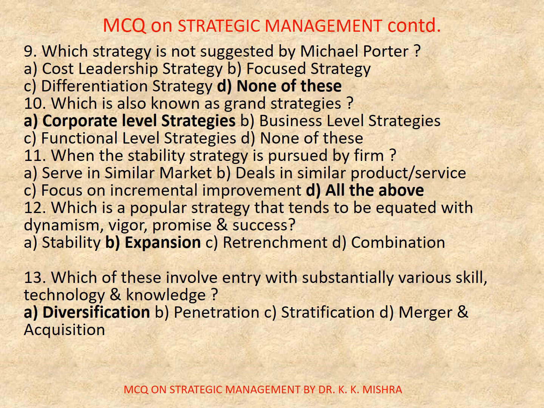11. When the stability strategy is pursued by firms, A. Serve in similar market. B. Deals in similar product or service. C. Focus on incremental improvement. D. All of the above. Correct option is D. All of the above.